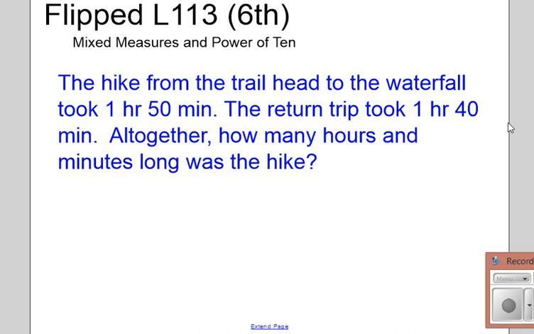Welcome to lesson 113 for the 6th grade. We're looking at mixed measures and powers of 10 today.